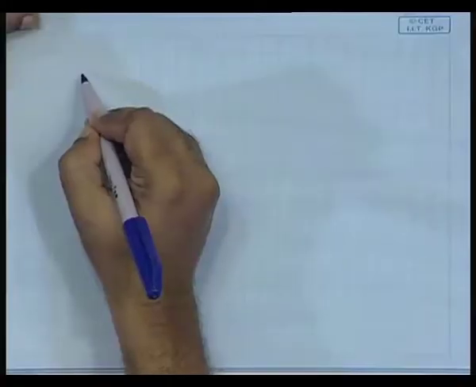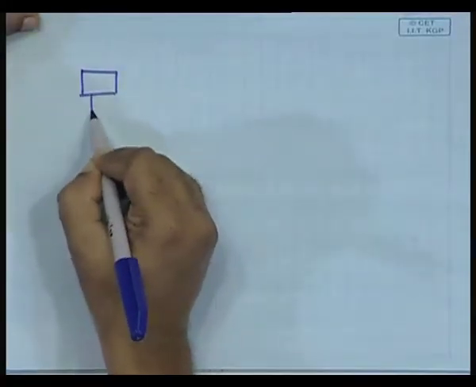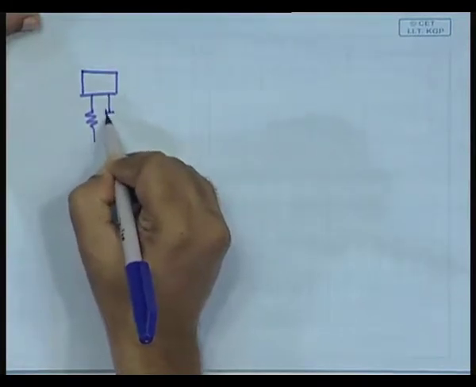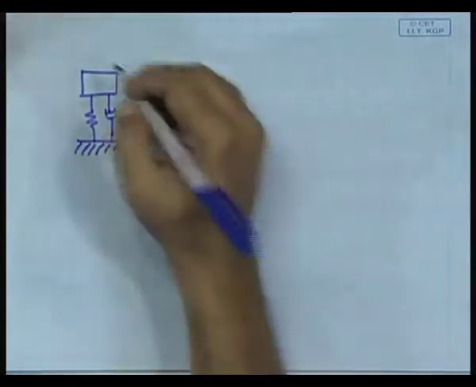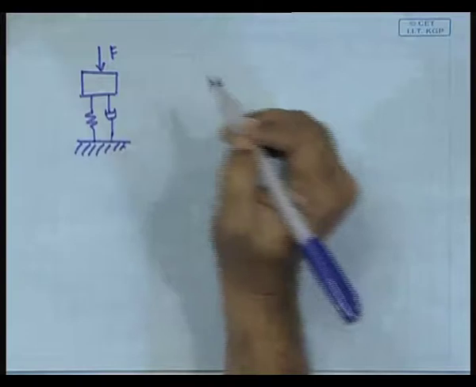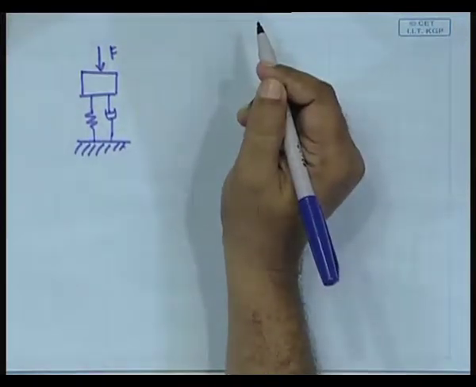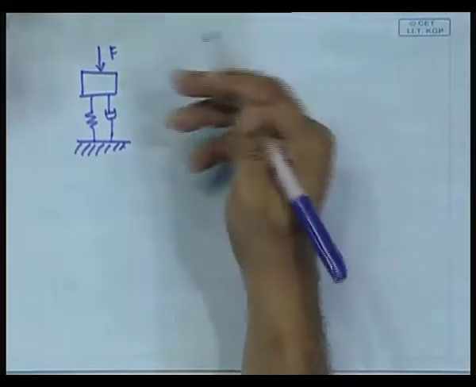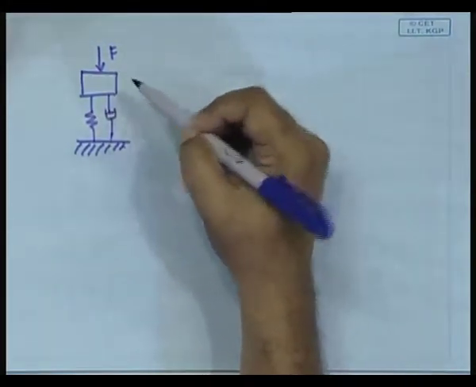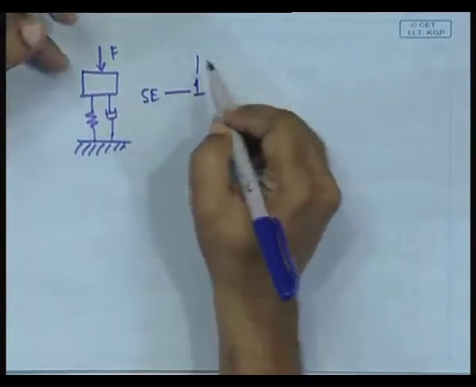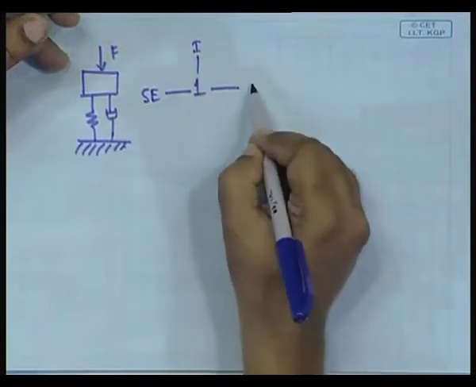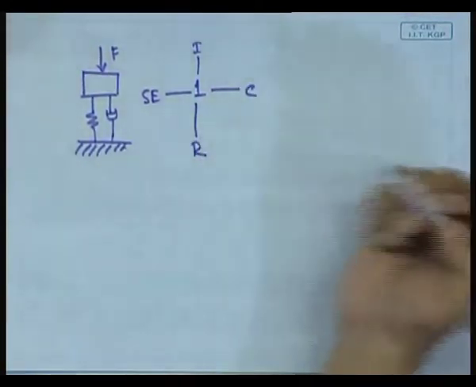RLC series circuit. Yes, mass spring damper, we have already done that. Mass, that is it with a forcing. Alright, it will have the same bond graph. If you obtain the bond graph, it is 1 SE, then I C R, a series circuit.